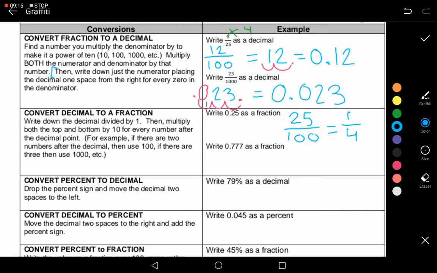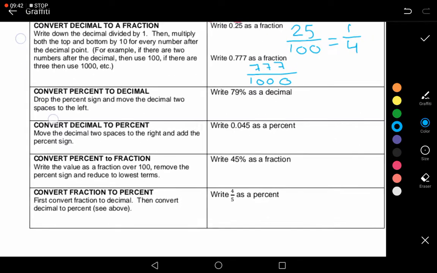Okay, next one here we have 0.777. So again, we're going to write that 777, but this time, okay, for 2 decimal points we had 2 zeros, so for 3 decimal points we need 3 zeros. 1, 2, 3. Okay, so 777 over 1,000 is that fraction. So that one's pretty easy.